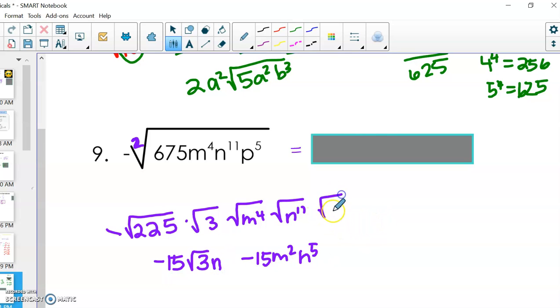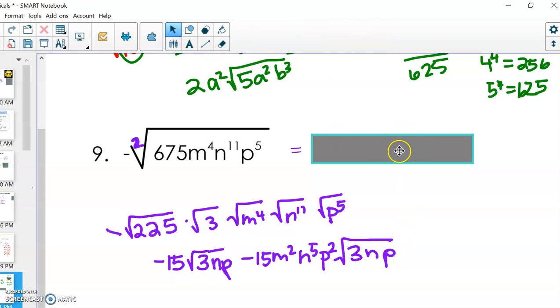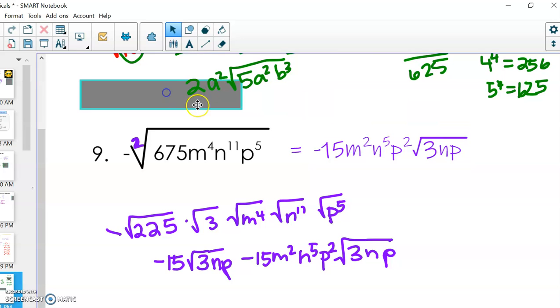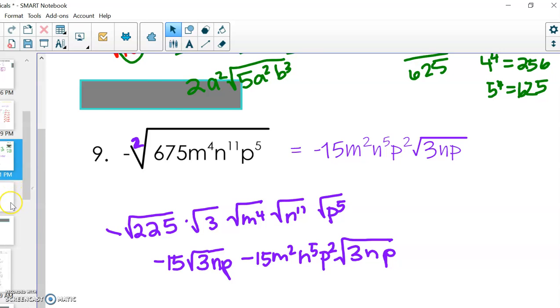And then square root of p to the 5th. How many groups of 2 are there in 5? Well, there's 2 groups of 2. And there's 1 left over. So it's negative 15 m squared n to the 5th p squared on the square root of 3np. All right, let's see how we did. Negative 15 m squared n to the 5th p squared on the square root of 3np. All right, just a few more.